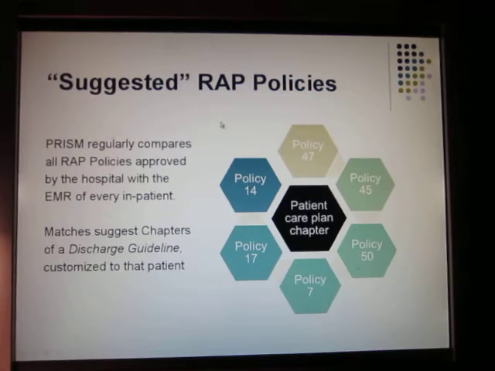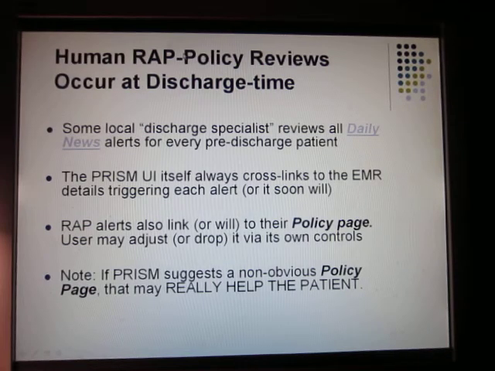Once they get installed, the PRISM web search agent goes around. It's this little black guy, and it starts regularly comparing all the RAP policies it sees to all of the inpatients in the hospital. And you might limit that to cut out some departments, but basically it's looking for matches to suggest a discharge guideline customized to the patient. Which chapters of that guideline need to be there?